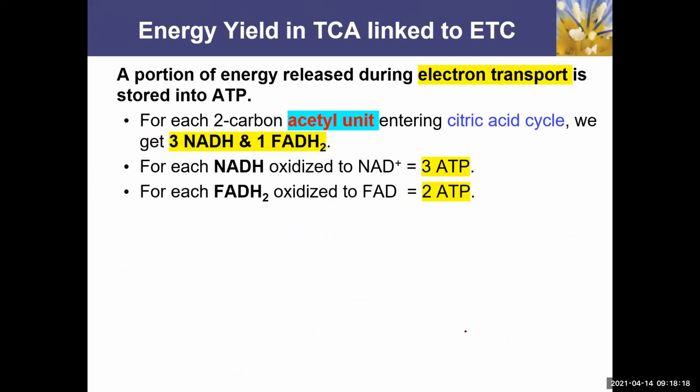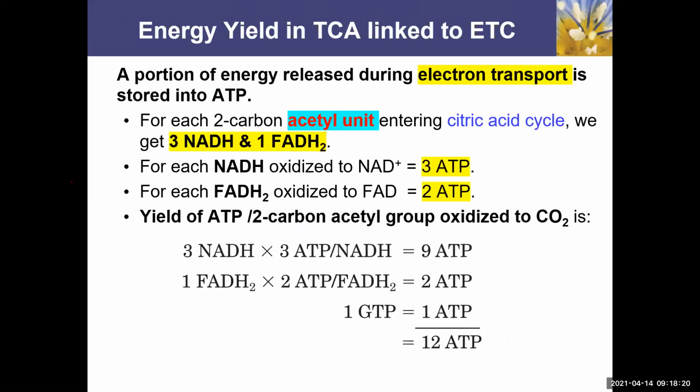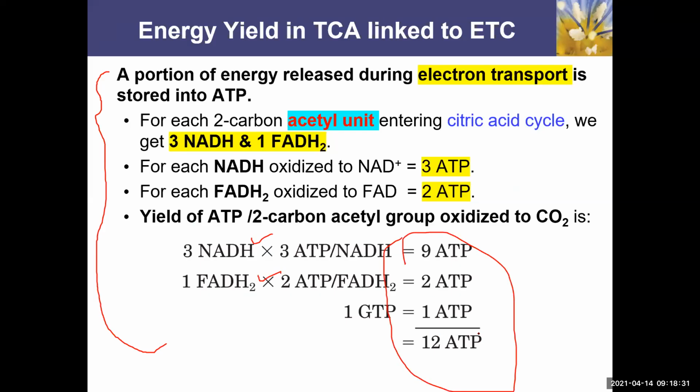Everybody? If you remember, this is the same slide from the previous chapter. That's how we calculated it. 3 NADH and 1 FADH2 will give you 12 ATP. I have not mentioned it here, but you need to know this is per acetyl CoA. You need to multiply it by 2, because 2 acetyl CoA molecules are produced. Do we have any question about it till now?